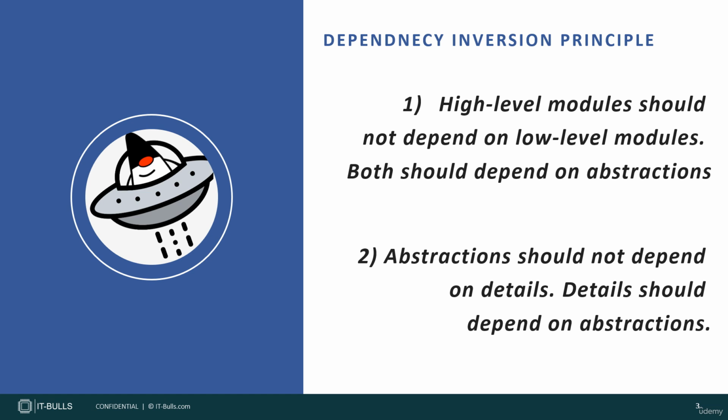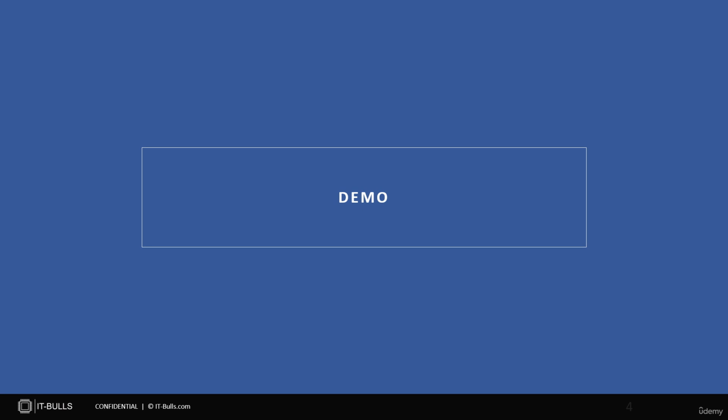Probably it's not obvious where inversion happens. Let me explain. It will be hard to explain with words. So, let's look at the code examples and I will show you how dependency inversion happens.